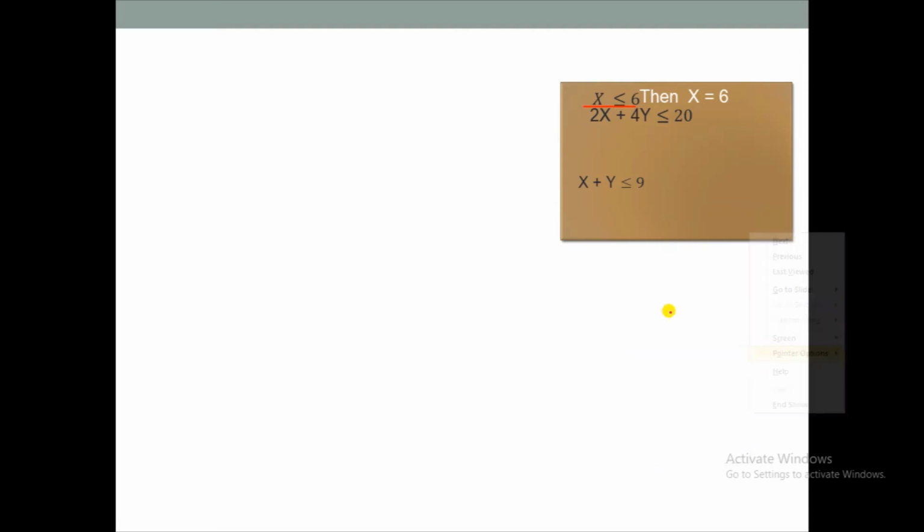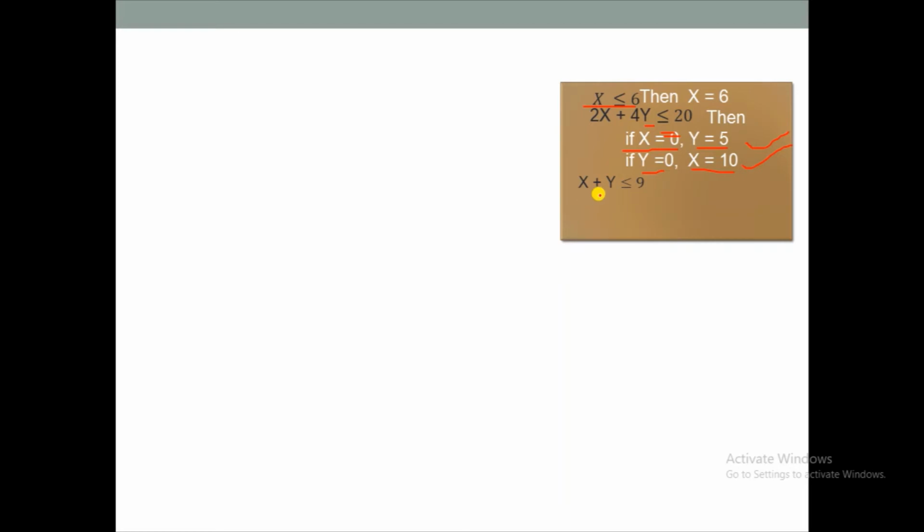Now the second constraint is 2X plus 4Y less than or equal to 20. How are we going to convert this? Simple: 2X plus 4Y equal to 20. First when we put X equal to 0, the 2X will become 0 and 20 divided by 4 will give Y equal to 5. The same step we have to repeat for the other variable. Now I will keep Y equal to 0 and I will get X as 10. So we have got the two values, Y equal to 5 and X equal to 10.